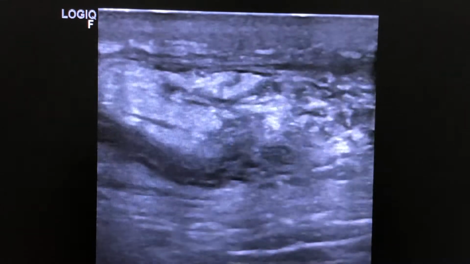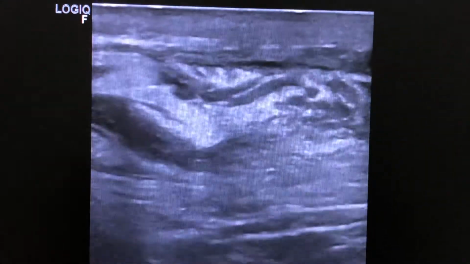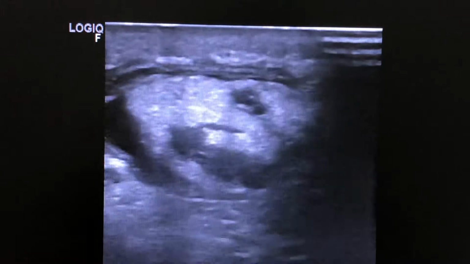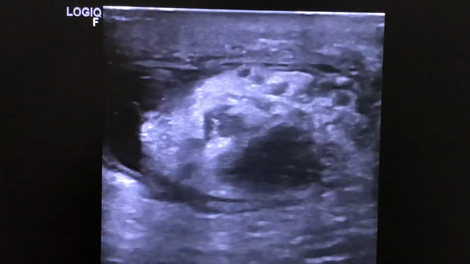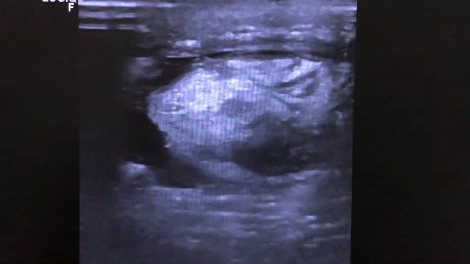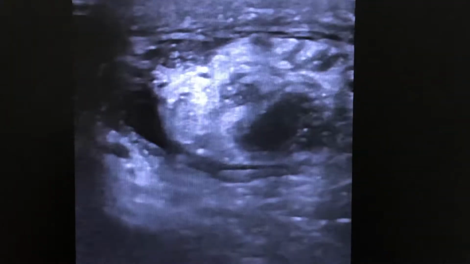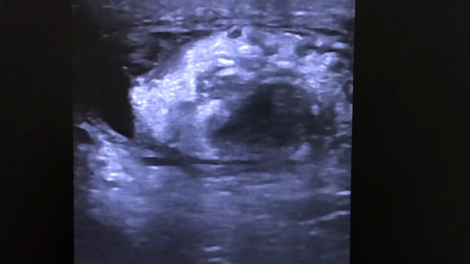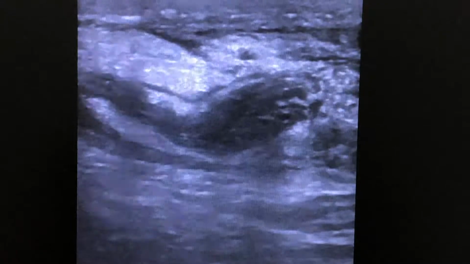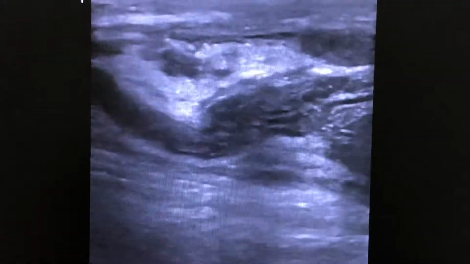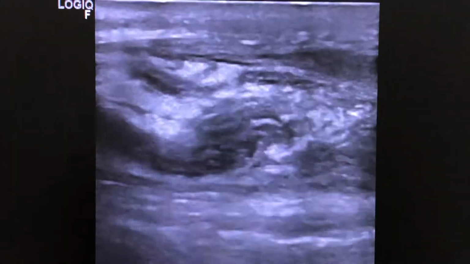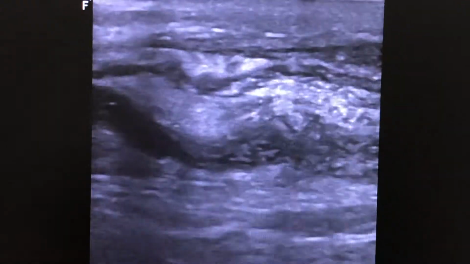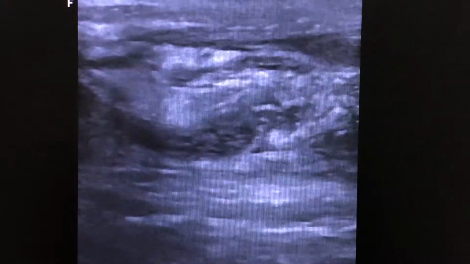Here you see this hyperechoic area, serpiginous type. This is the epididymis, hyperechoic, with surrounding hydrocele fluid surrounding the epididymis. There is hydrocele, and this hyperechoic epididymis is the sign of inflammation. And this testis will also undergo infarct if it is not treated on time.